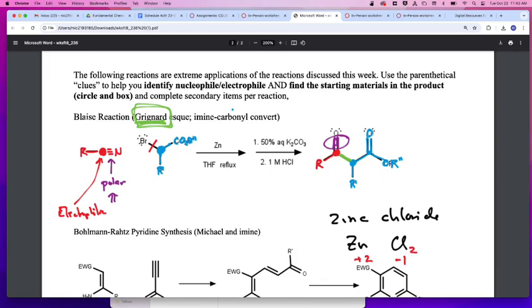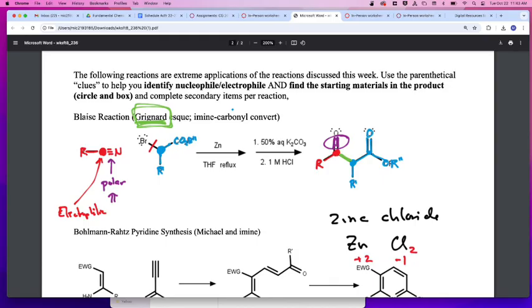The SET mechanism was single electron transfer. How many electrons did magnesium transfer in a single electron transfer? It rhymes with shoe. Two. It does a single electron transfer to the bromine, then it does a single electron transfer to the carbene. Two electrons.